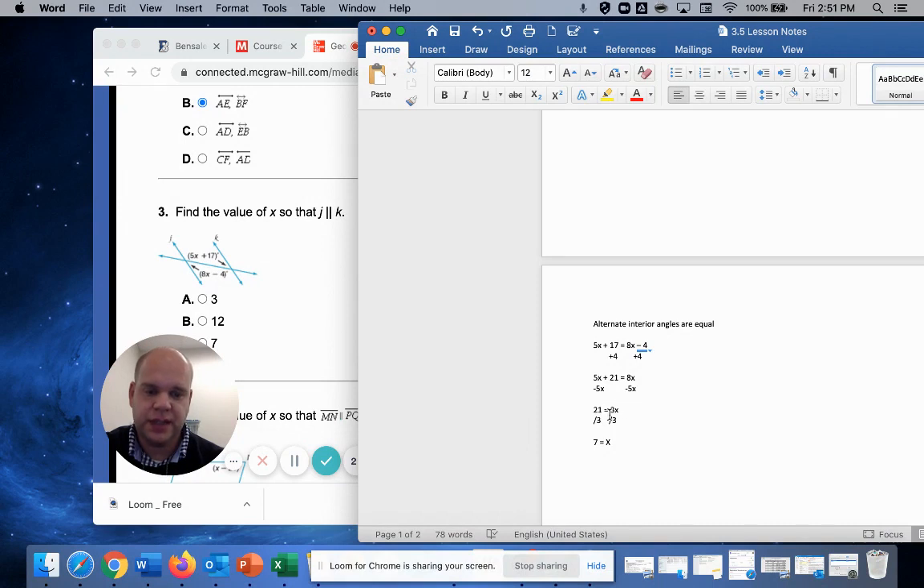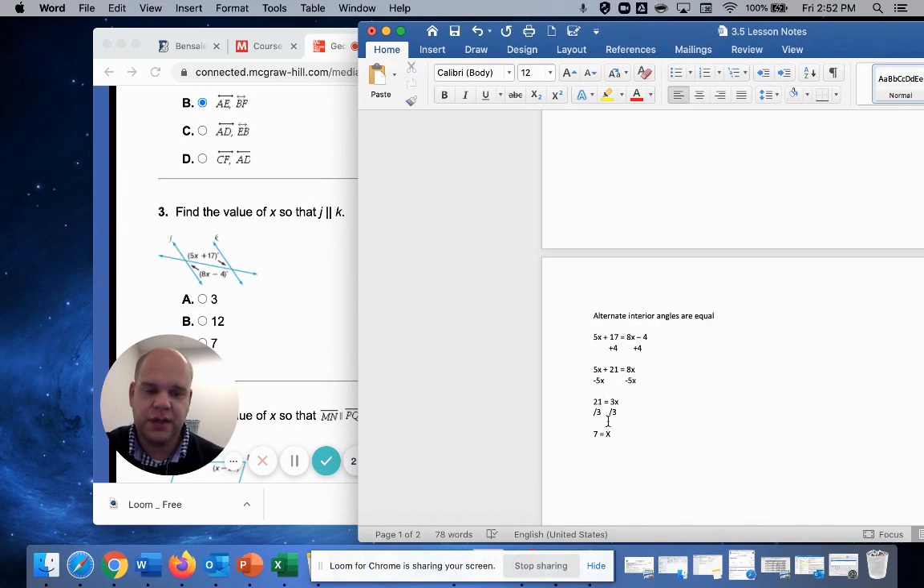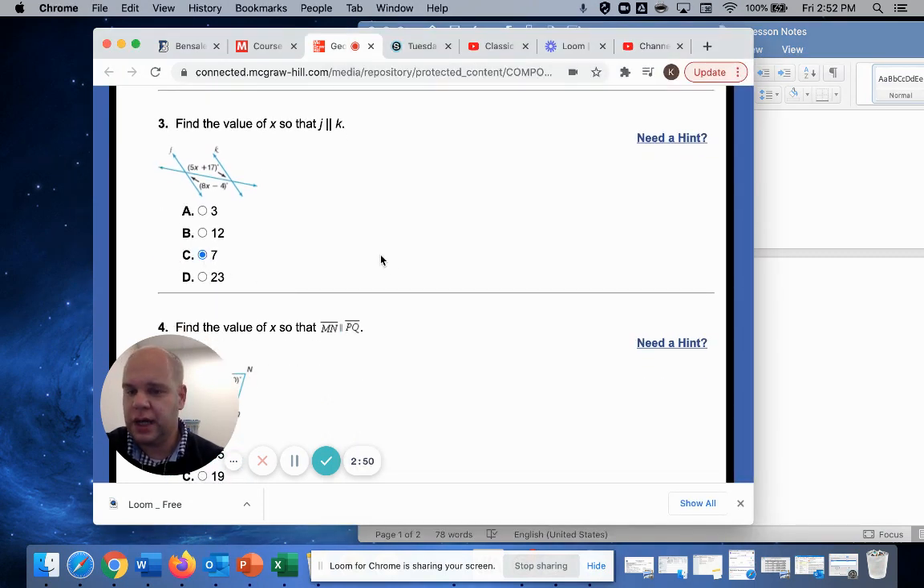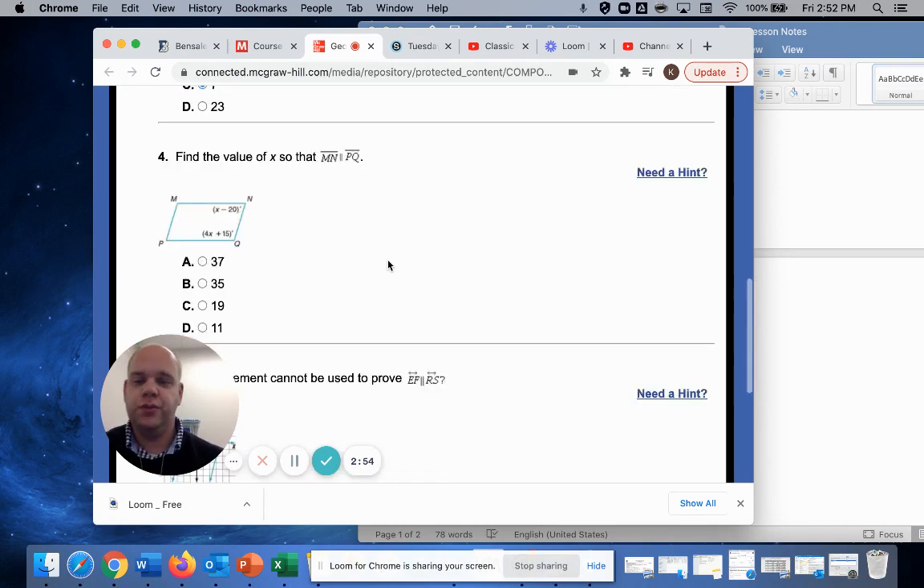Divide by 3 on both sides. 21 divided by 3 is going to be 7. 3x divided by 3 is going to be x. X equals 7. So let's take a quick look at this. Perfect. 7 is one of the options. We're riding pretty smooth here through 3. We got 2 more left, I believe.